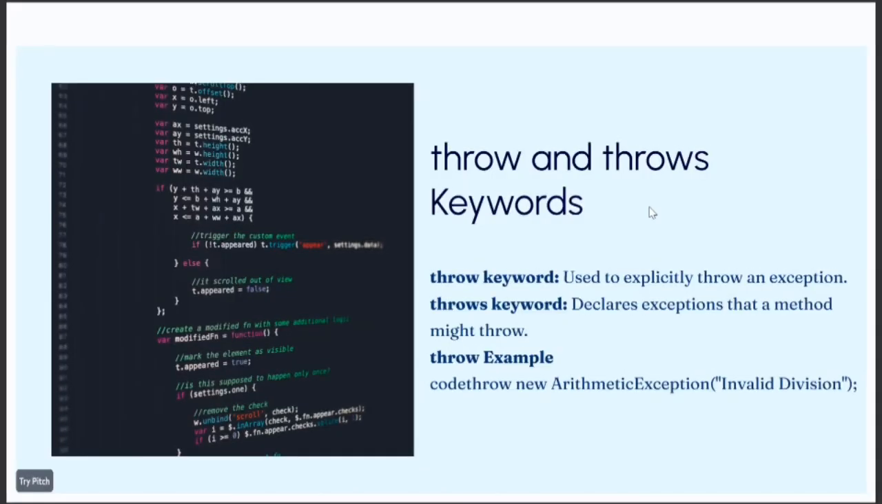Next, throw and throws keywords. Java also lets us throw an exception manually using the throw keyword. Here we are manually throwing an ArithmeticException. The throws keyword, on the other hand, is used to declare exceptions that a method might throw.